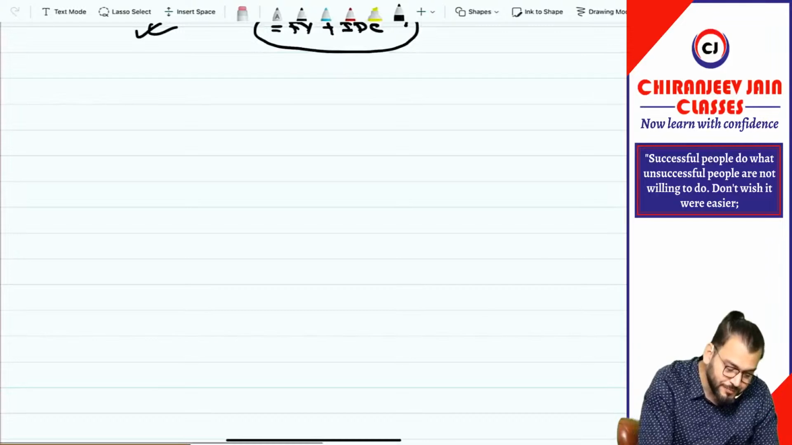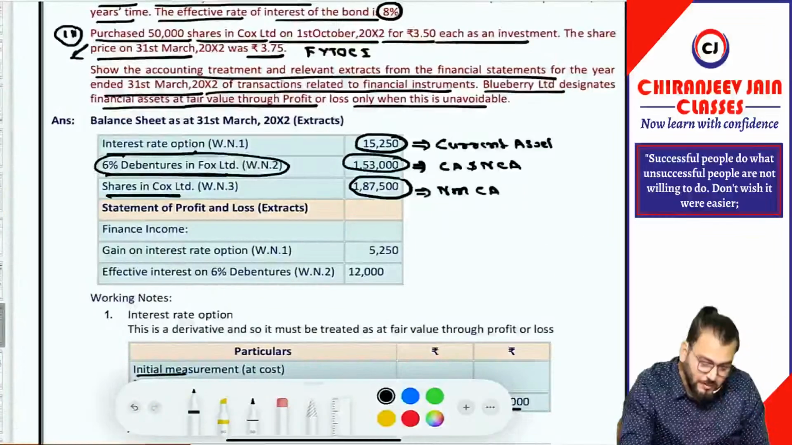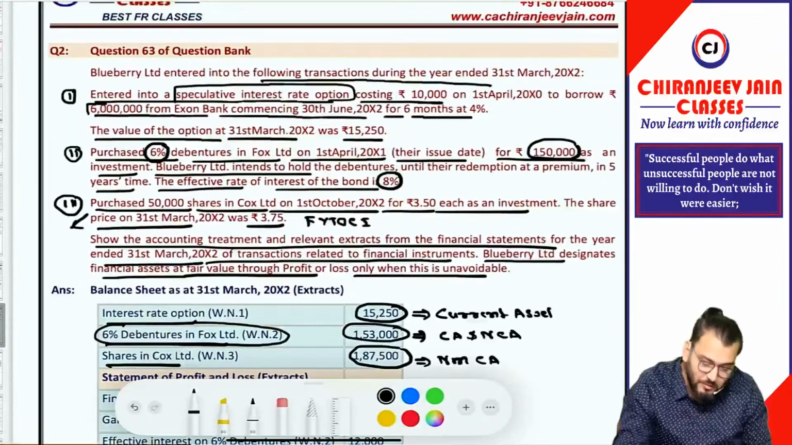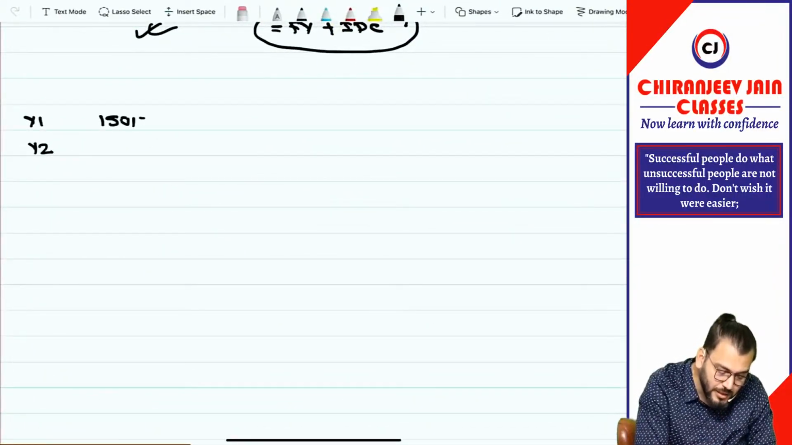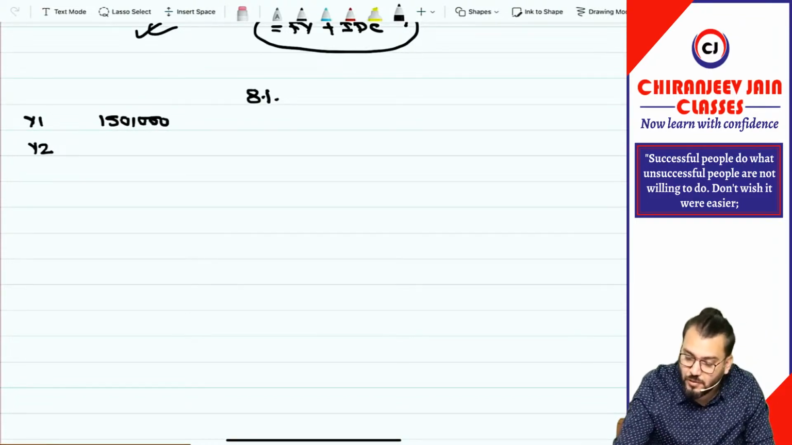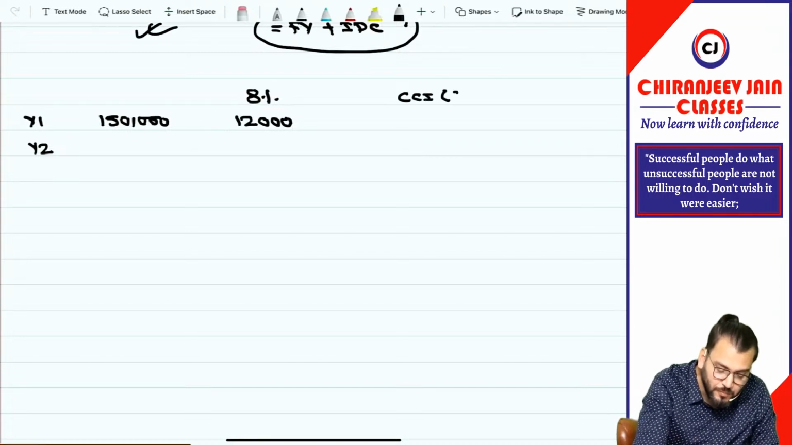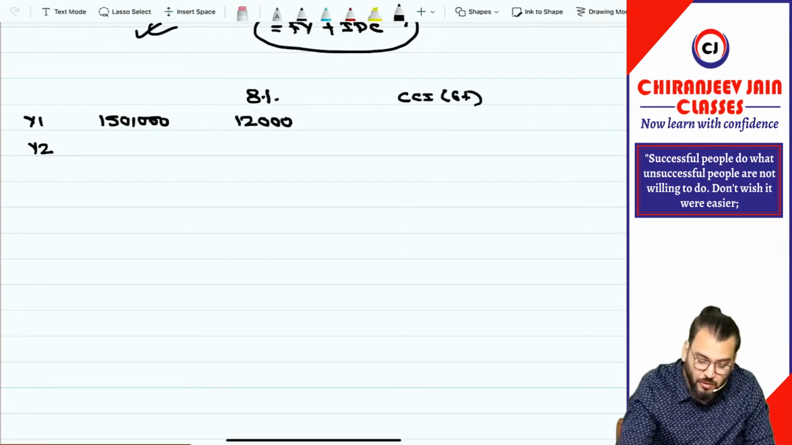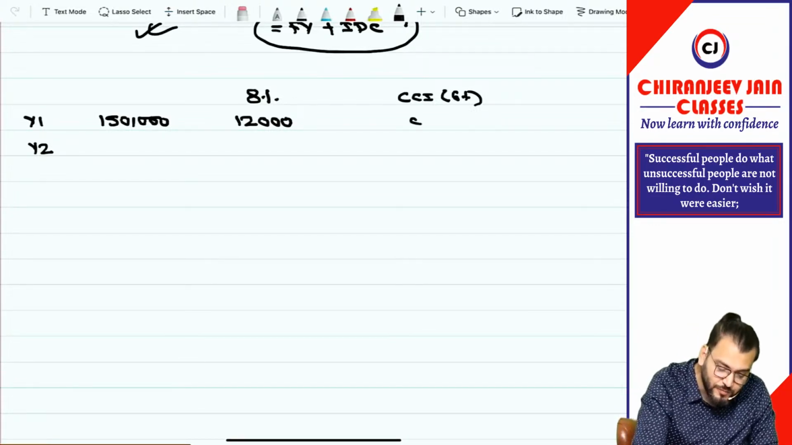Means you can do it this way: year 1, year 2. The opening balance was, for year 1, I'm just informing you how to calculate, 1,50,000. Correct. Then interest income at the rate of 8%. So 1,50,000 into 8% comes to 12,000. Correct. Then the contractual cash inflow, that is 6%. So that is 1,50,000 into 6%, that is 9,000.